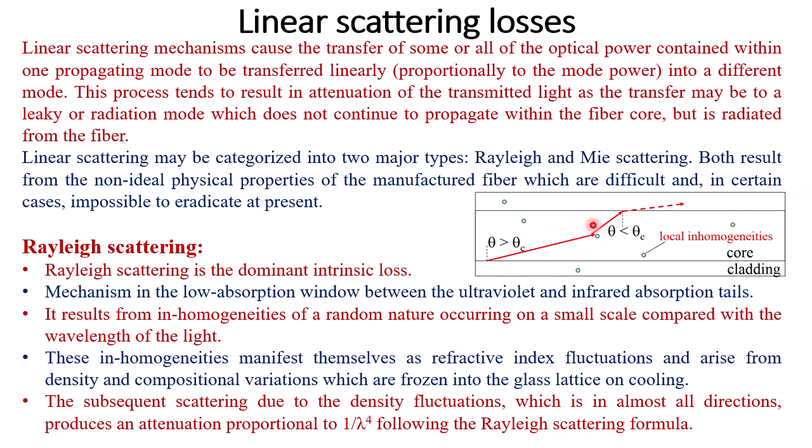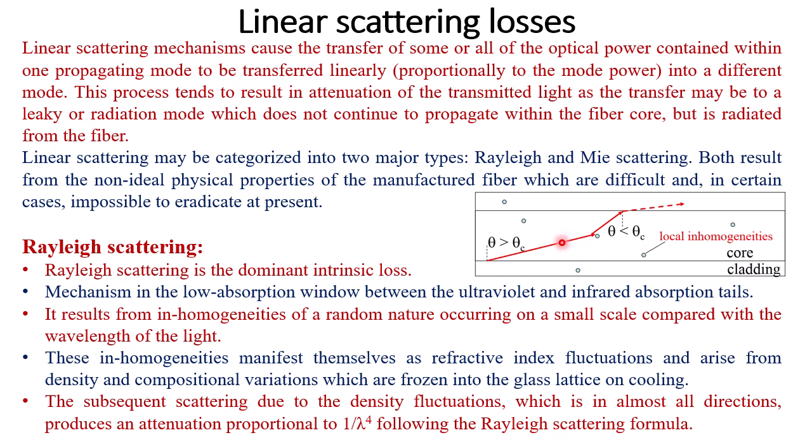We have a fiber and this is the core, and this part is the cladding, right? Now suppose the light is moving from this point in this direction. Within the fiber we have some local inhomogeneity where the refractive index of this small portion is slightly different from the rest of the core or cladding. So these are the local inhomogeneities.